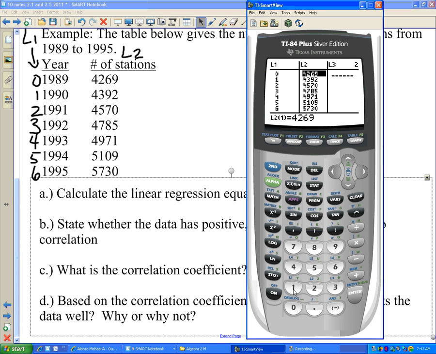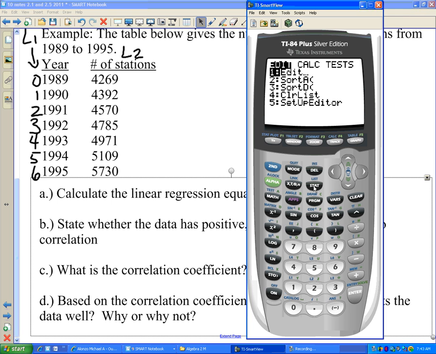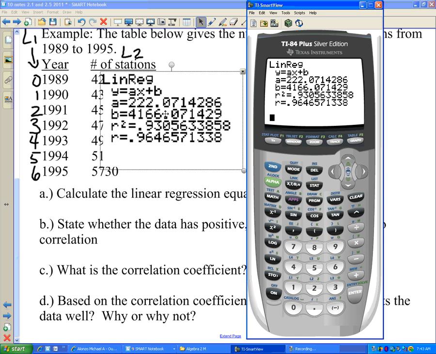So I want to do a scatter plot. I'm going to hit stat, arrow over to calc, and choose number 4, linear regression. I want the data to go straight to my y equals. So I'm going to hit vars, arrow over to y vars, hit 1 for function, 1 for y1, and hit enter. There's my data. There's my graph. It didn't slide over. There it goes.